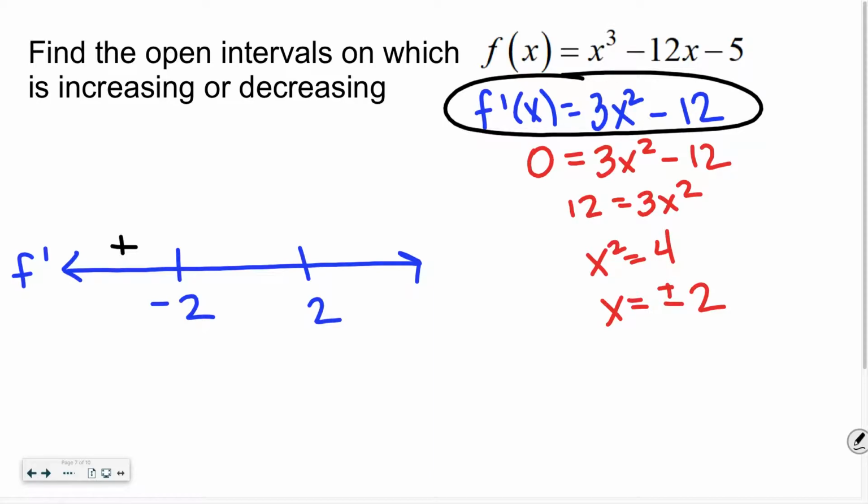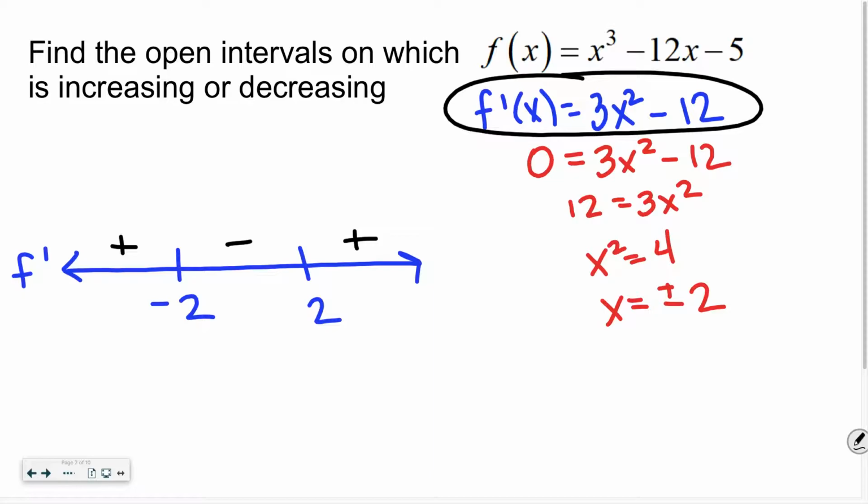Colby, pick a number between -2 and 2. When we plug 0 into our derivative, what kind of number do we get? We have a negative derivative. And then pick a number bigger than 2. 3. If we plug 3 into 3x squared minus 12, we would get a positive number.